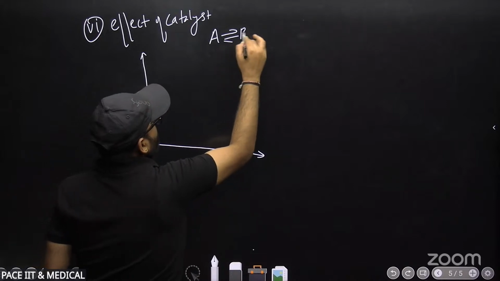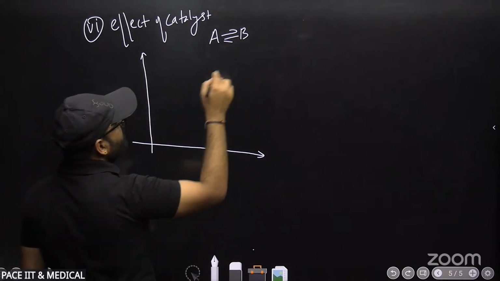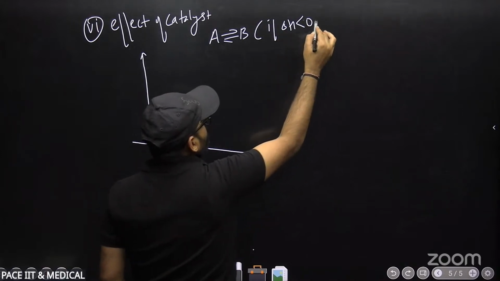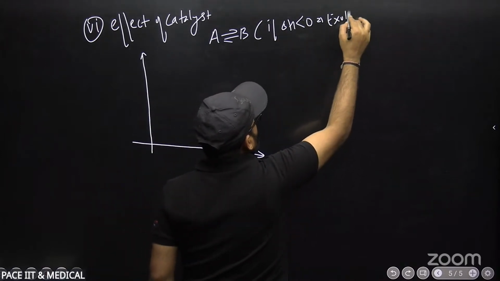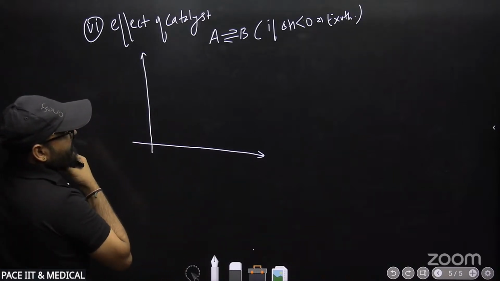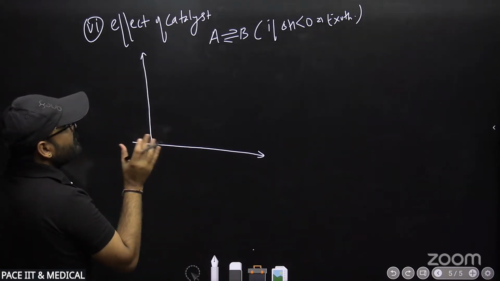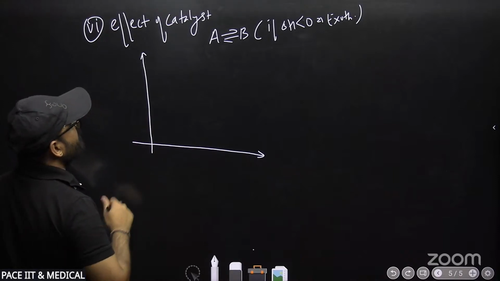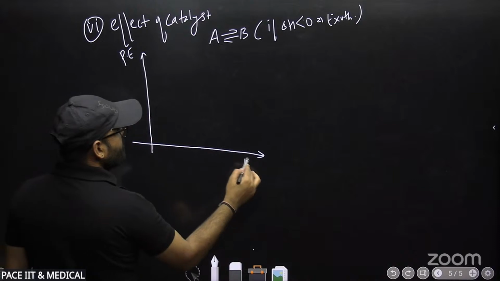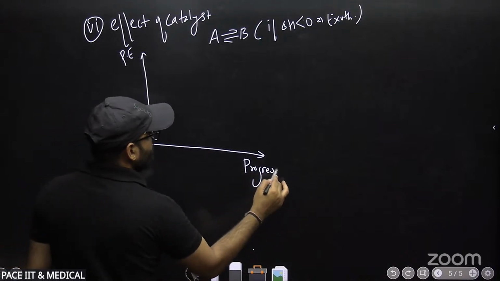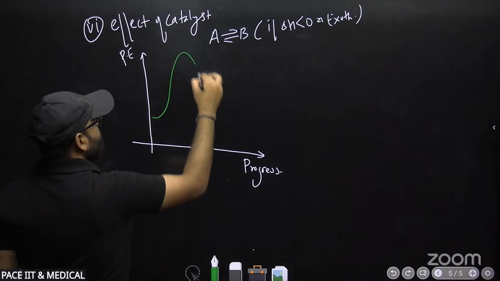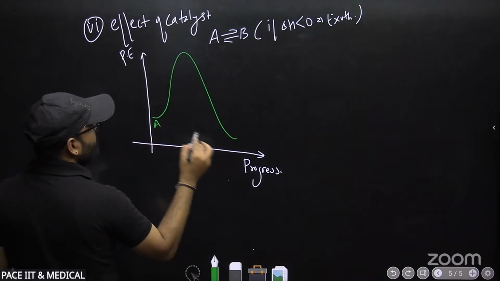Let's say this is reaction A reversibly converting into B, and if delta H is less than 0, that means exothermic. I'm drawing the graph for exothermic. In the last graph we had taken endothermic, so for fun we are taking exothermic now. This is potential energy, this is progress of reaction. Here, this is A and this is B.